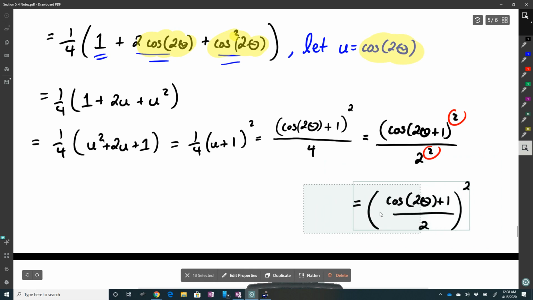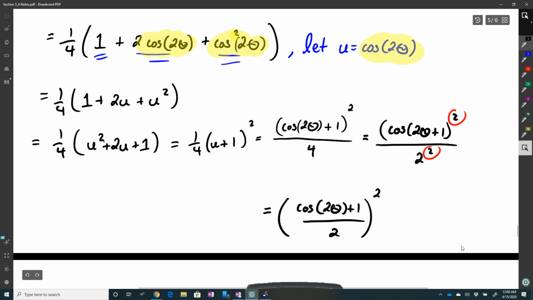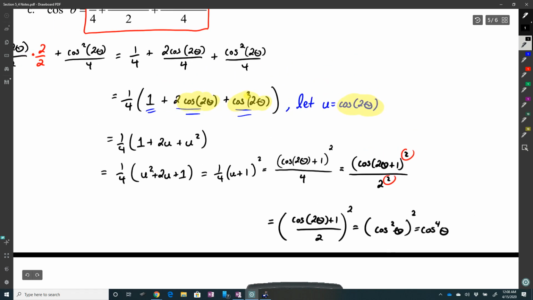And then that is the formula for, sorry, cosine squared. But the squared is still there, and so you end up with cosine to the fourth. So that's the proof. And I apologize for kind of running out of room there.